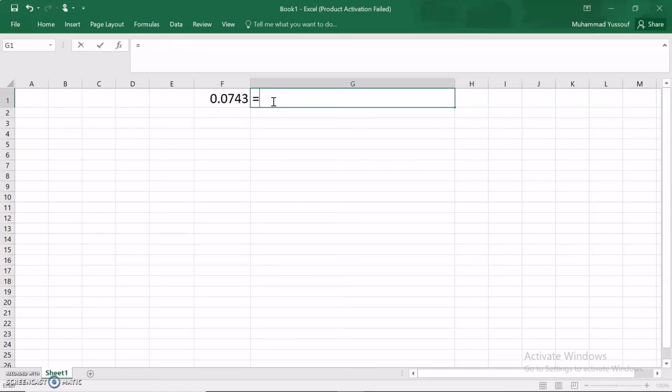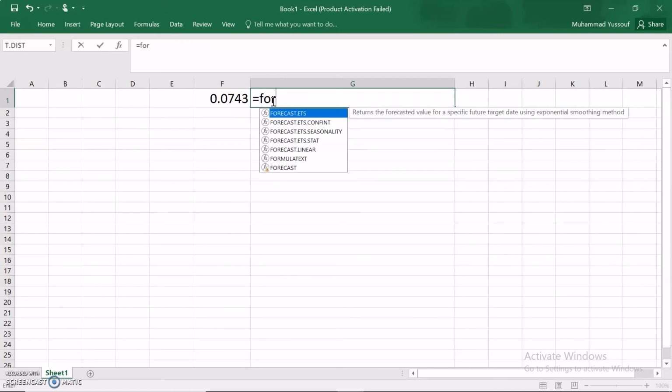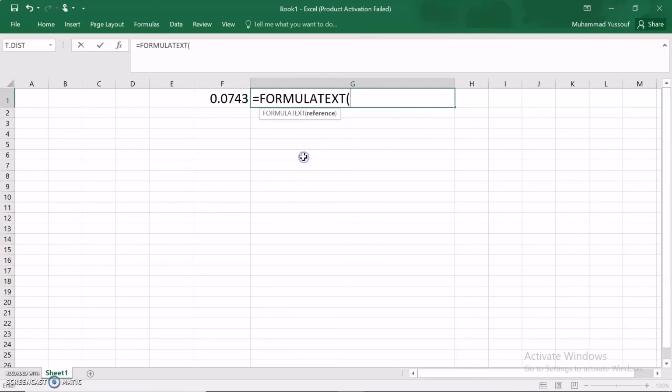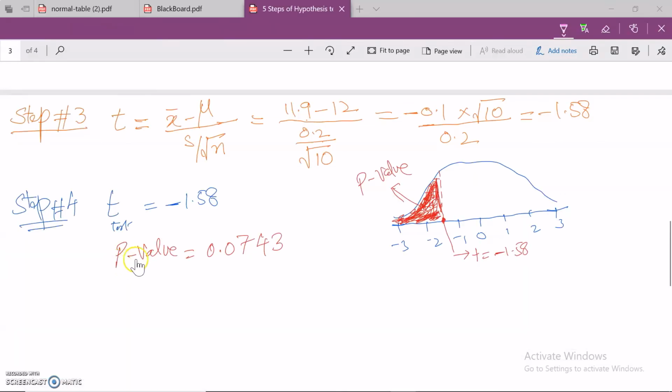Let me show you what the exact formula looks like. Let me write the formula here for you so that you know what I'm talking about. This is the formula: T.DIST, give me the value of the test statistic, give me the degrees of freedom, and are you looking for the cumulative area all the way from the left of the test statistic? You write TRUE here and you get this p-value using a t-distribution. I hope you understand that. So the p-value comes out to be 0.0743, right? So this is the probability value we have found.